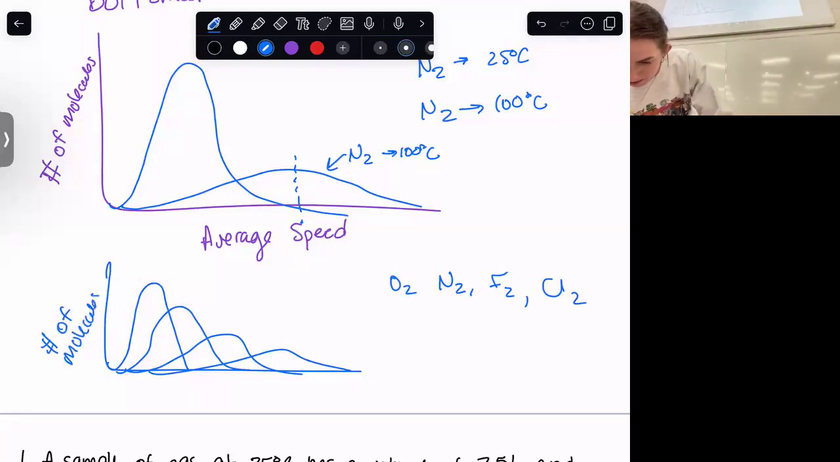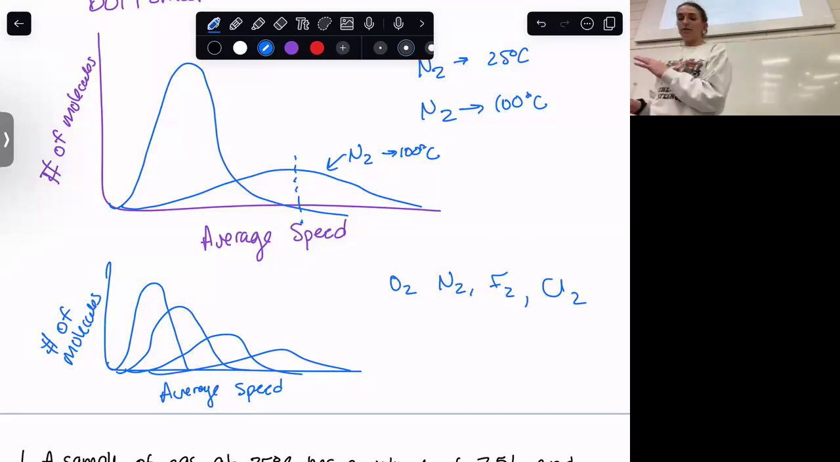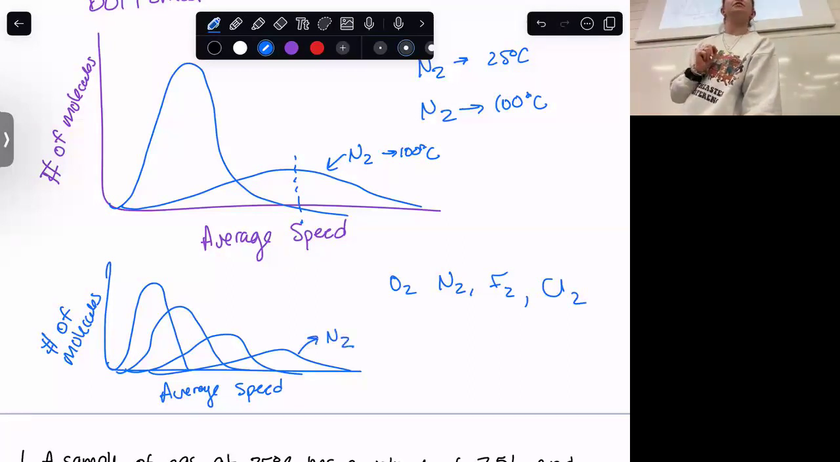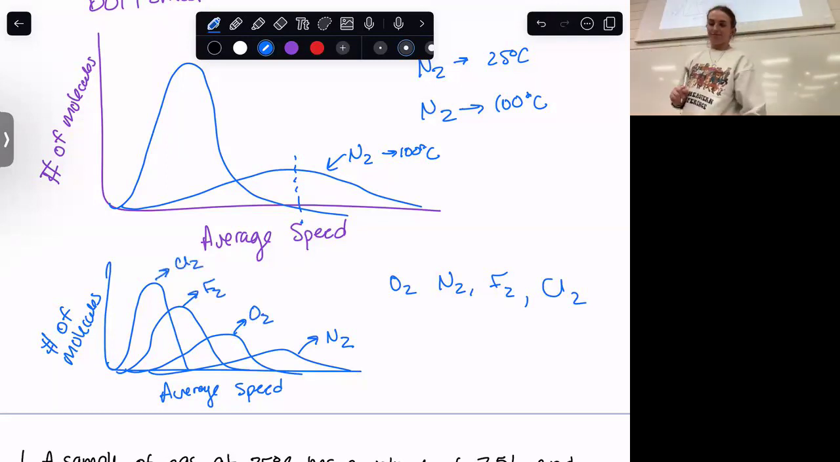Awesome, yep. So this is still average speed and number of molecules. And so which one's going to be the flattest, the heaviest or the lightest? The lightest. So out of O2, N2, F2, and Cl2, which one's your lightest? Does everyone memorize a periodic table? N2, yep. So N2 would be here. What comes next? O2 is, yep.